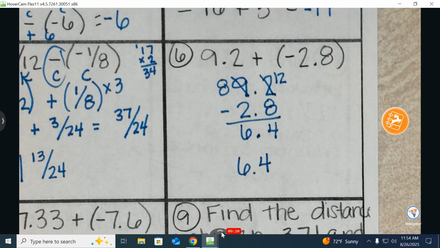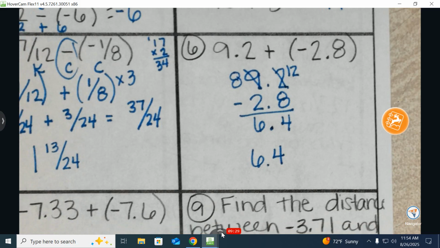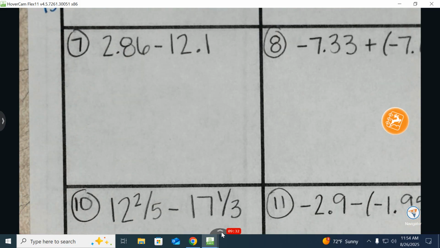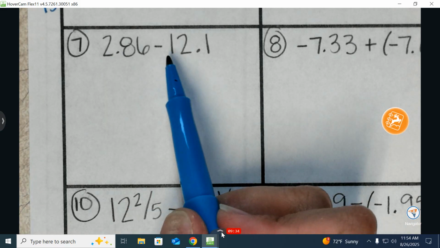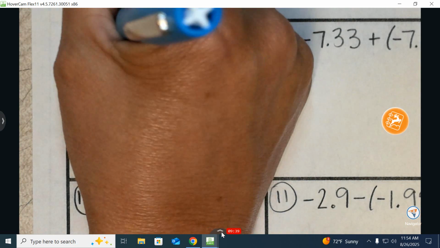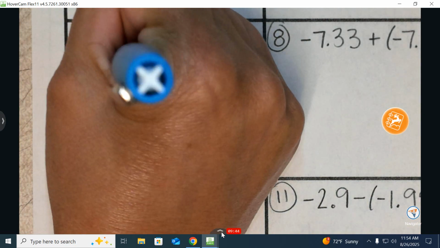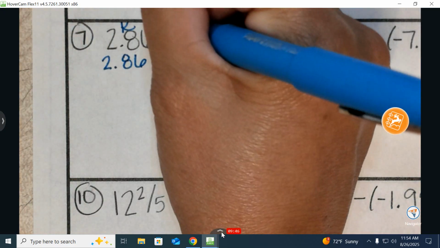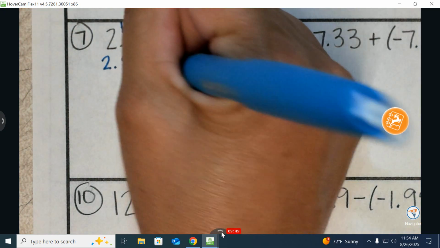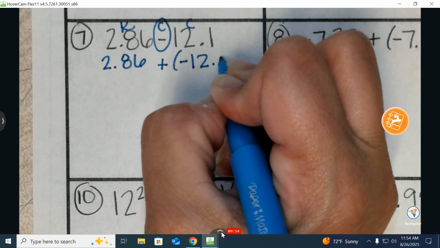All right, you pause the video and do number 7 and number 8. Okay, number 7 is 2.86 minus 12.1. It is a subtraction problem, so we need to do keep, change, change. So we're going to keep 2.86. We're going to change subtraction to addition, and we're going to change positive 12.1 to negative 12.1.